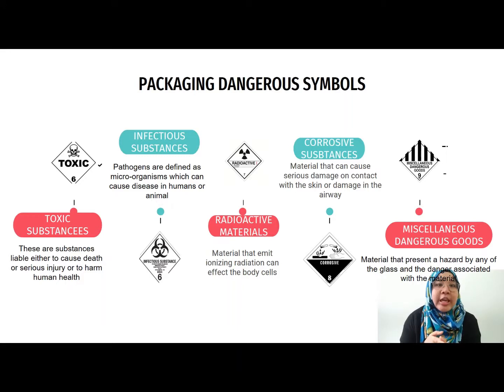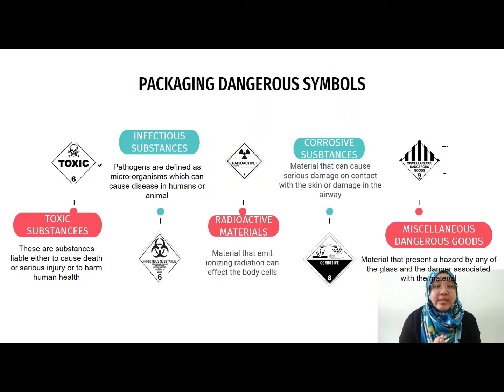are swallowed, inhaled, or touched. Infectious substances contain pathogens. Pathogens are defined as microorganisms, including viruses, bacteria, parasites, and fungi, that can cause disease in humans or animals. For radioactive material, there is ionizing radiation that can affect body cells. For example, uranium, plutonium, and strontium.